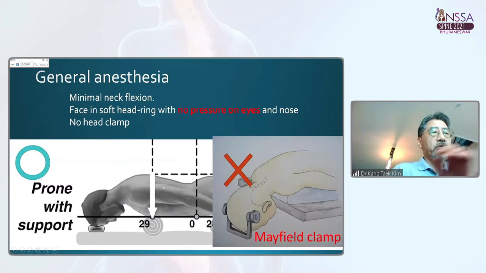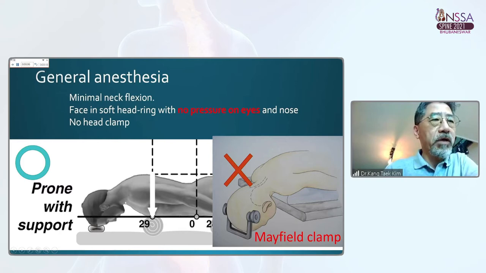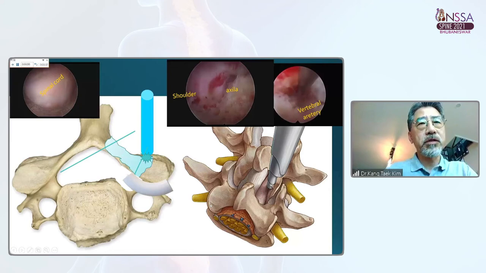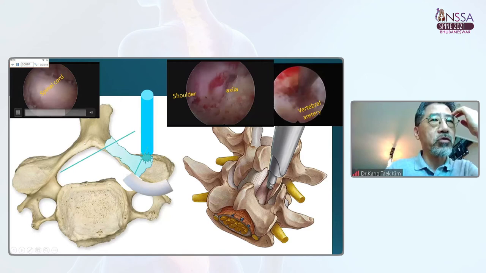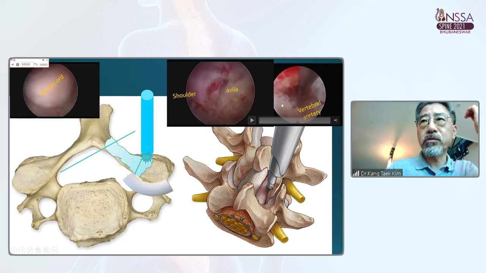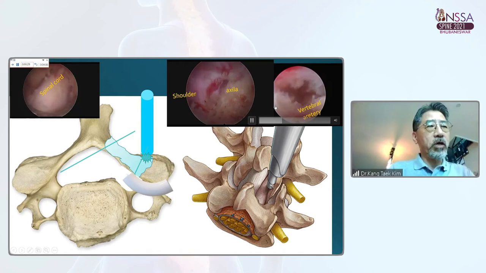Under general anesthesia, with minimal neck flexion, soft handling of the face with no pressure on the eye and nose is very important. We should be careful not to put pressure on the eye, which can cause blindness postoperatively. No head clamp is the proper way for endoscopic surgery. The ideal landing point of the instrument is the medial border of the lateral mass to perform the laminectomy. A first quarter facetectomy to decompress ipsilateral and contralateral, and the shoulder and axilla of the root, is enough. We should be careful about the vertebral artery and not damage it by going too far outside.